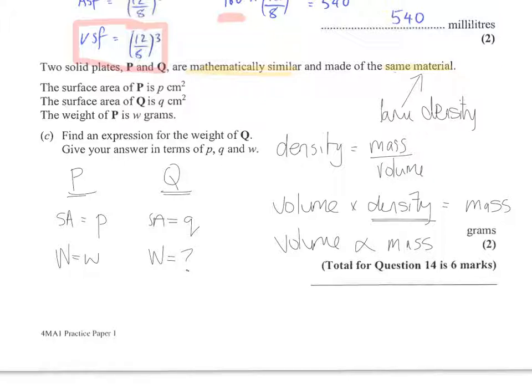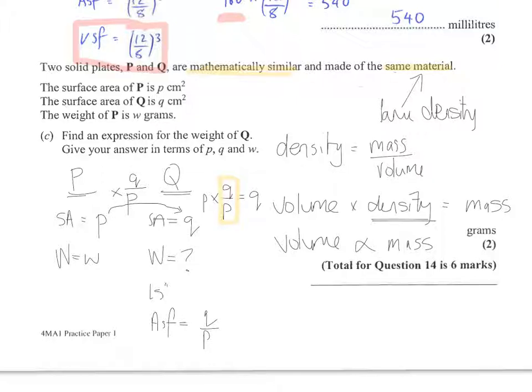Now, if we consider the scale factor to go from P to Q in terms of surface area, I need to think that P times some fraction equals Q. I want to cancel the P's and end up with the result Q. So my scale factor is Q over P. Now what's the scale factor for surface area? So my area scale factor is Q over P.